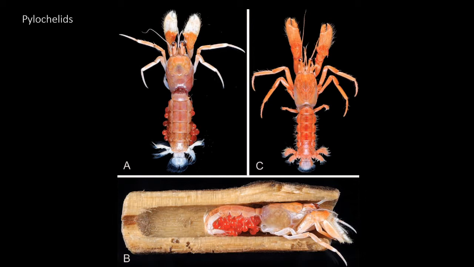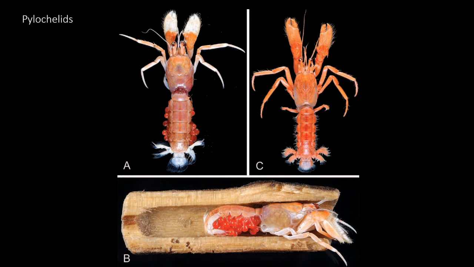All right. So we learned about squat lobsters, and this you might think is a squat lobster with a little bit of a longer tail, and you're actually sort of correct. This is the close relative of the squat lobster. These are the Pylochelids, and there's a bunch of different species of Pylochelids. Some people pronounce it differently.